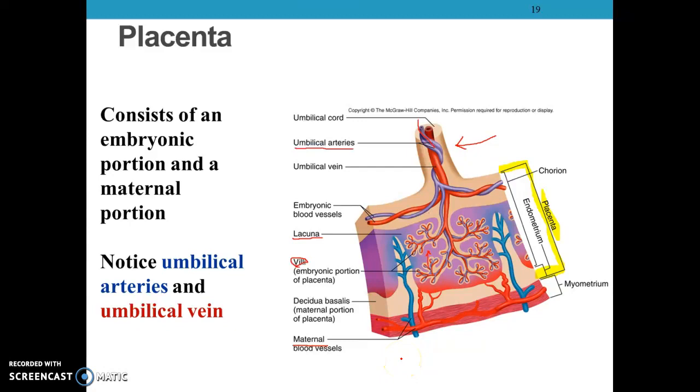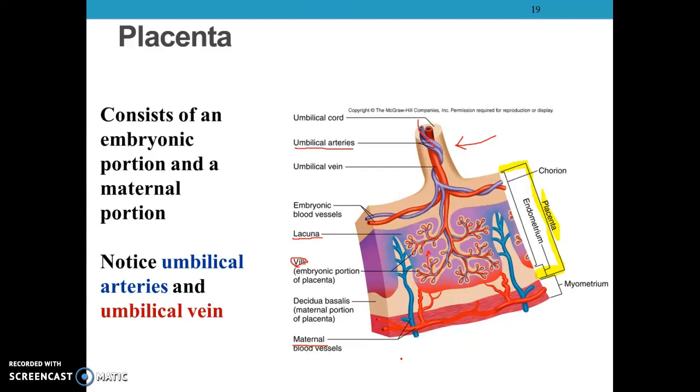So the big picture, if you're still struggling with the placenta, just the very basic overview of what its function is: it allows the mother's blood to send oxygen and nutrients to the embryo, and it allows the embryo to remove waste from its blood, and the mother can pick up that waste and get rid of it using her fully developed body.